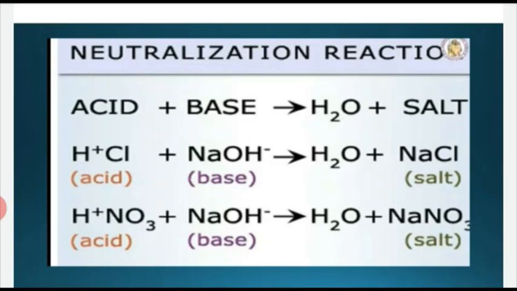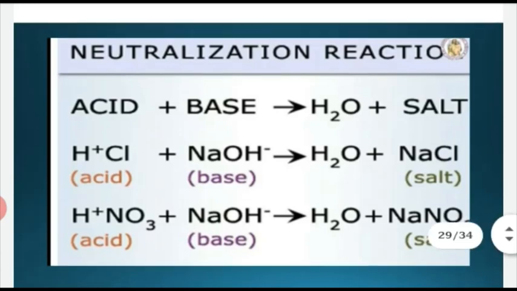Example is given: sodium replaces hydrogen from hydrochloric acid, forming sodium chloride, a neutral soluble salt. HCl plus NaOH, sodium hydroxide, gives H2O, water, plus NaCl. Next one, HNO3, acid, plus sodium hydroxide, which acts as a base, NaOH, gives water, H2O, plus salt, NaNO3.